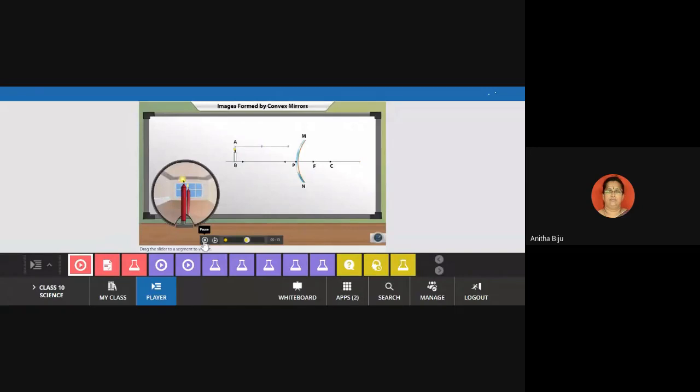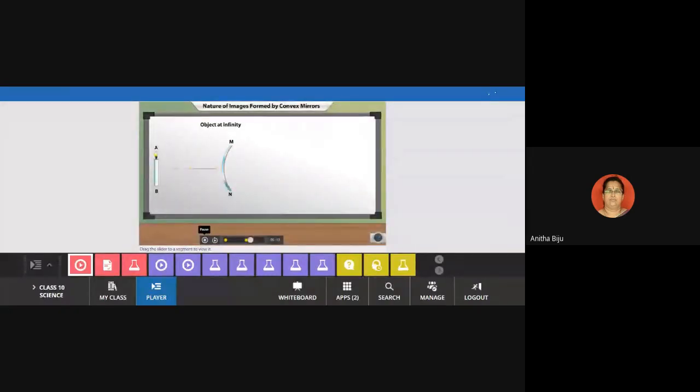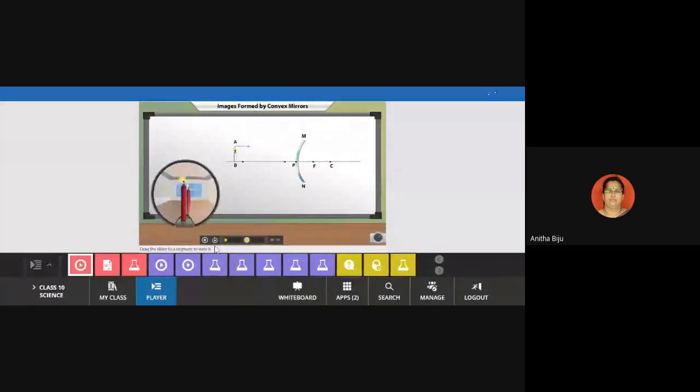In the case of a convex mirror, the image is located at the point from which at least two reflected rays appear to diverge. If the object is at infinity, the reflected rays are divergent and appear to diverge from the principal focus. So this is the diagram.